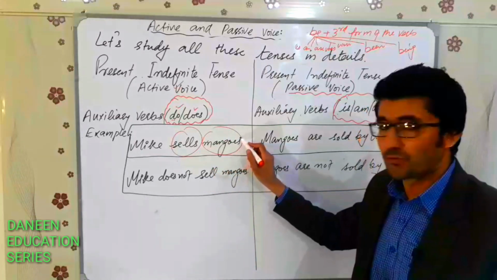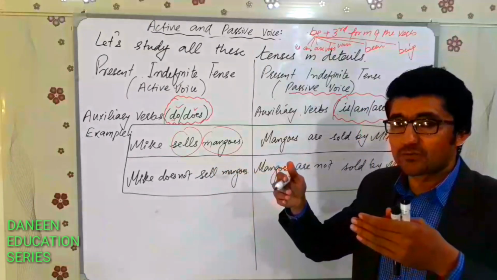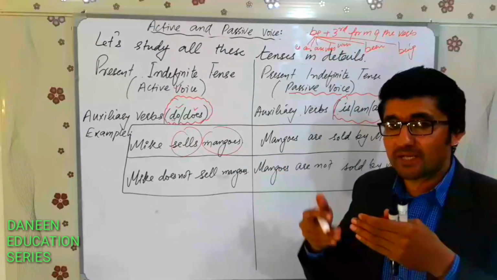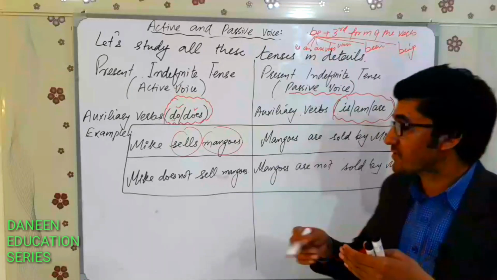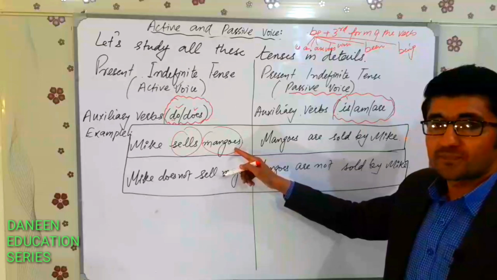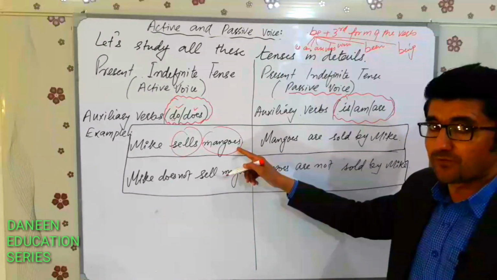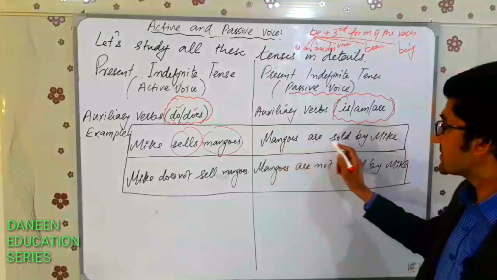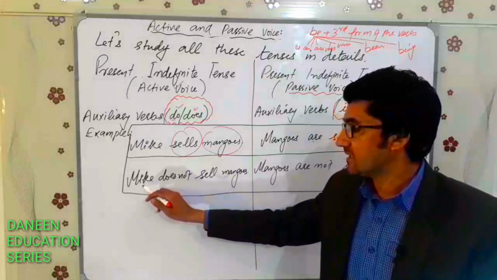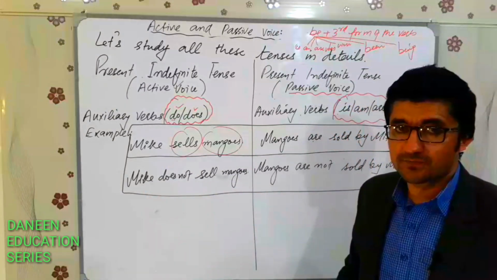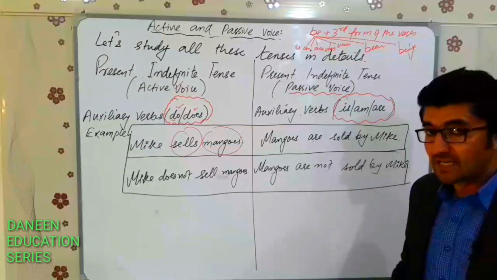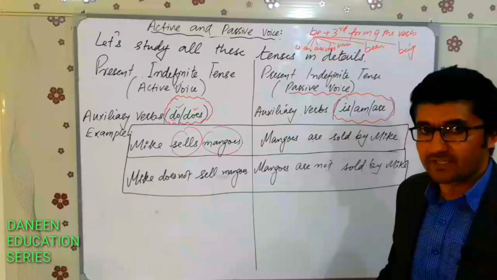active voice is plural. So while applying rule number one, which says change the position or places of subject and object, we have got an object that is in plural form. So mangoes are sold by Mike. Now its negative statement is Mike does not sell mangoes. So mangoes are not sold by Mike. This is all about simple present or present indefinite tense.